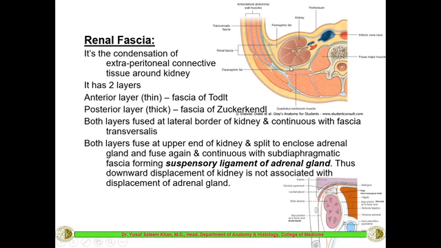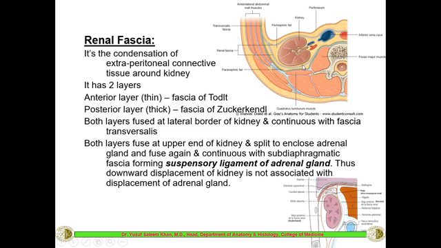This has two layers, as you can see in this picture, an anterior layer as well as a posterior layer. The anterior layer is thinner, and this is called the fascia of Toldt. The posterior layer is much thicker compared to the anterior layer, and this is called the fascia of Zuckerkandl.